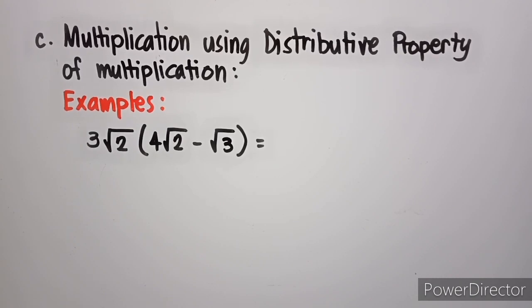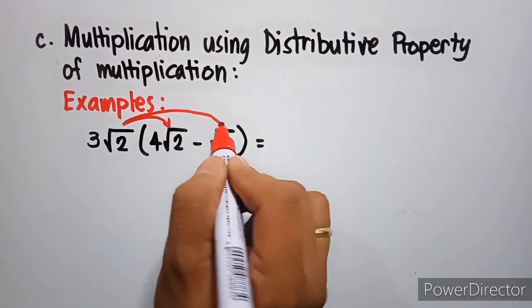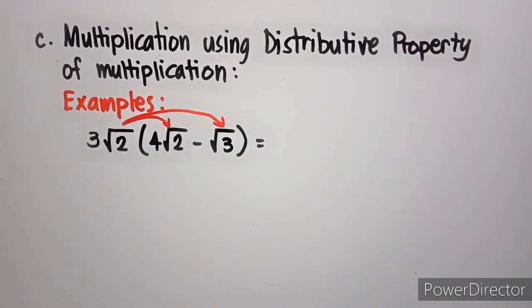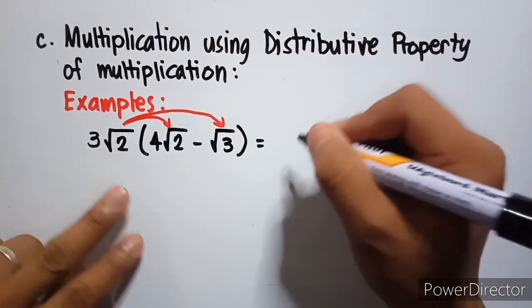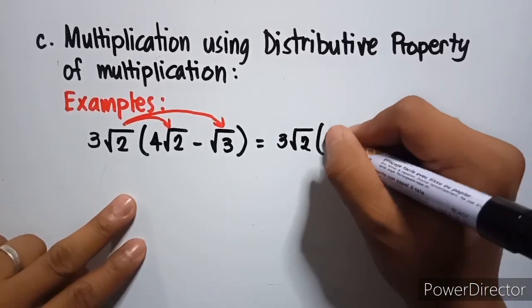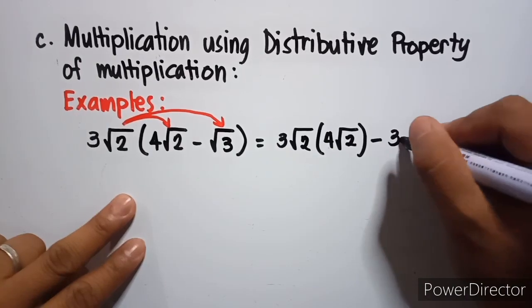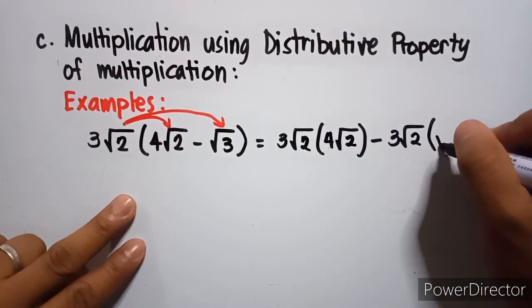Letter C, multiplication using distributive property of multiplication. Example, 3 square root of 2 times the quantity of 4 square root of 2 minus square root of 3. So we are going to distribute this one to the first and this one to the second. Again, let's multiply our coefficients. So we have 3 square root of 2 times 4 square root of 2 minus 3 square root of 2 times square root of 3.